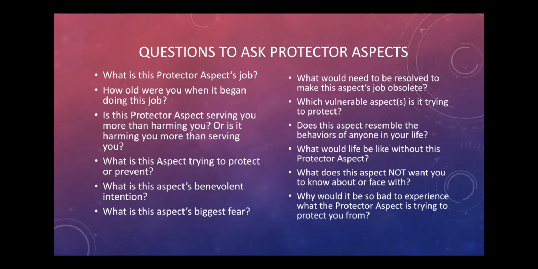Also, what is this aspect trying to prevent? If I think about people pleasing, I'm trying to prevent relationship disrepair. I'm trying to prevent being judged and looked down on. And what is this aspect's benevolent intention? All of your protector aspects and all of your shadow aspects in general have a benevolent intention for you. So what is the way that this aspect is trying to serve you? In this case, people pleasing is trying to serve me by keeping my relationships going well and giving me a positive self-image of goodness, and this type of thing.